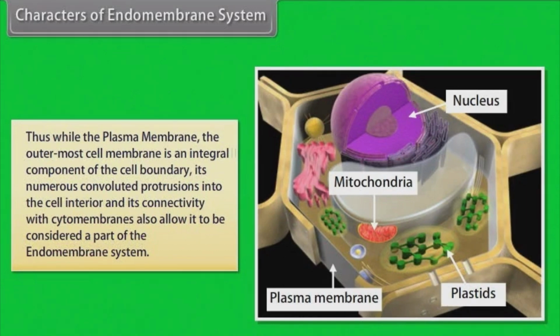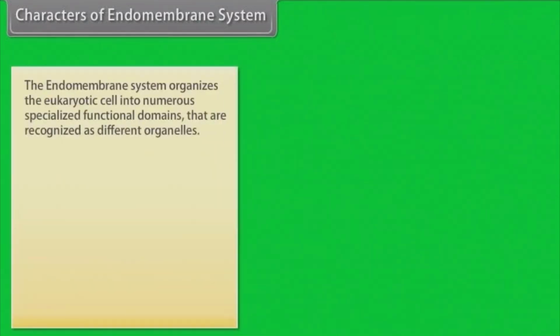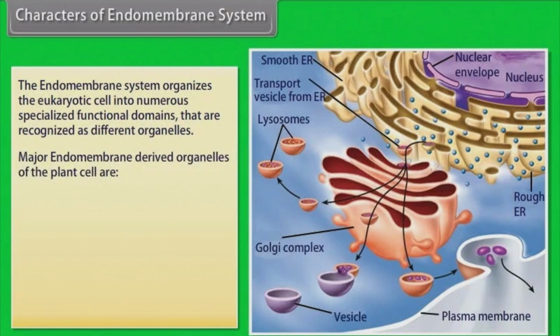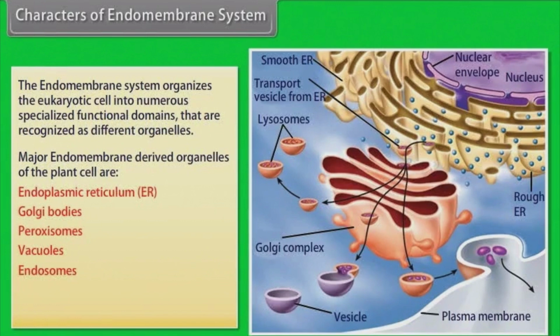the endomembrane system. The endomembrane system organizes the eukaryotic cell into numerous specialized functional domains that are recognized as different organelles. Major endomembrane-derived organelles of the plant cell are endoplasmic reticulum, Golgi bodies, peroxisomes, vacuoles, endosomes, autophagosomes, outer nuclear envelope.